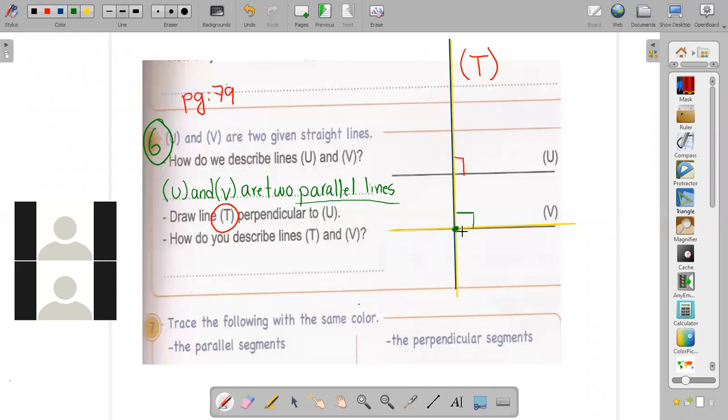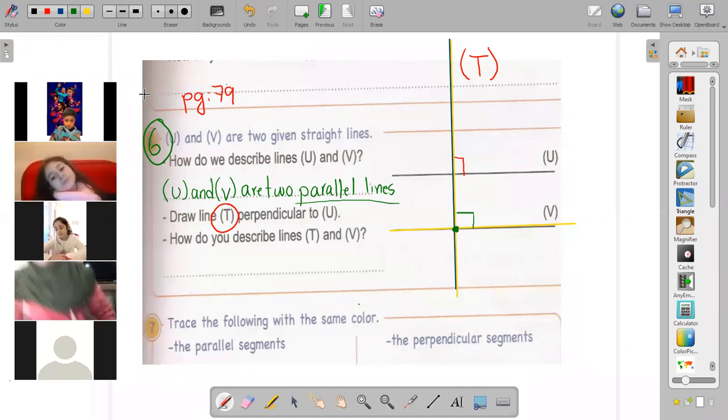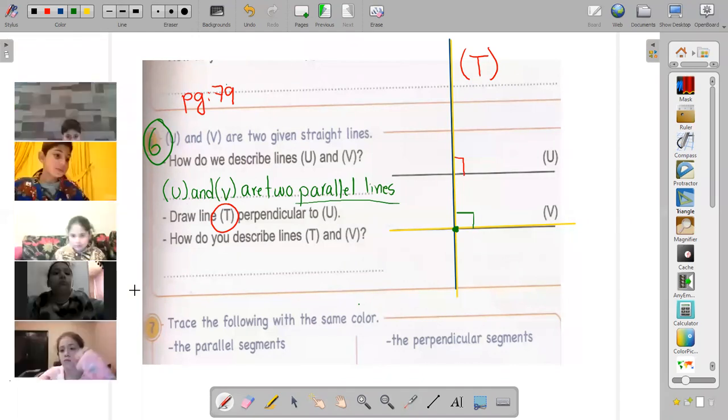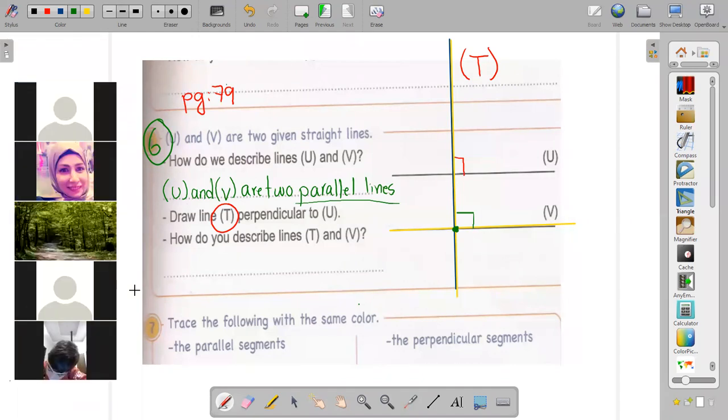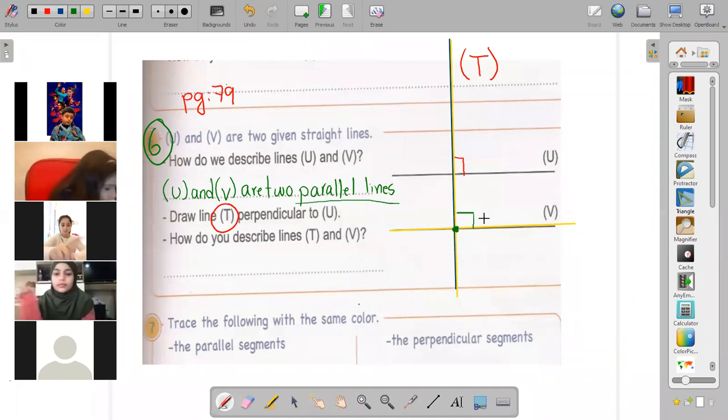So how do we describe them? I know, perpendicular to each other. Perpendicular. Some students will write only that T and V are perpendicular. Listen please, some students will write intersecting. Intersecting, it's wrong, teacher. Why? They are not just intersecting, they form a right angle. So you have to say perpendicular.